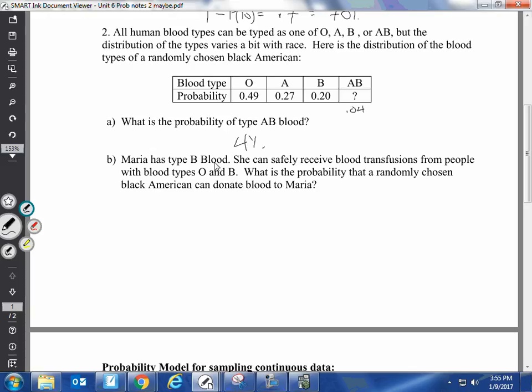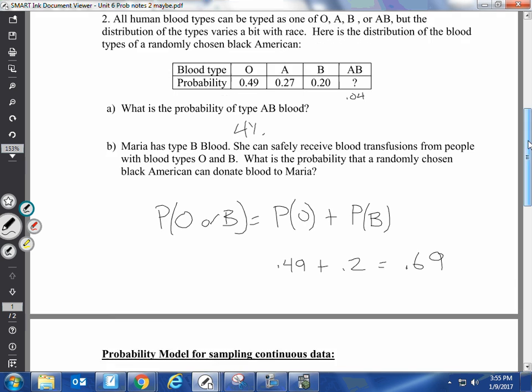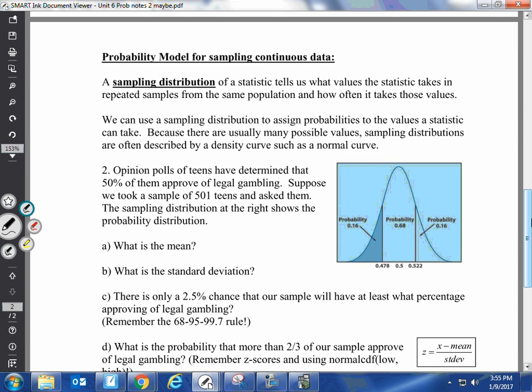Maria has type B blood. She can safely receive transfusions from people with blood types O and B. What is the probability that a randomly chosen Black American can donate blood to Maria? So what's the probability of being O or B? Well, it would be the probability of O plus the probability of B. There's no overlap. You can't be O and B, so we wouldn't have to subtract anything. We'd have 0.49 plus 0.2. Okay, that's easy enough.